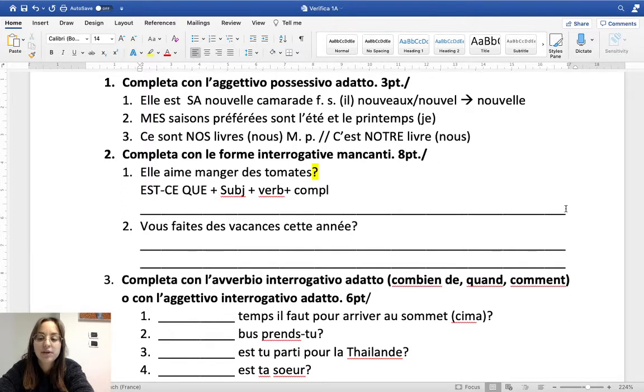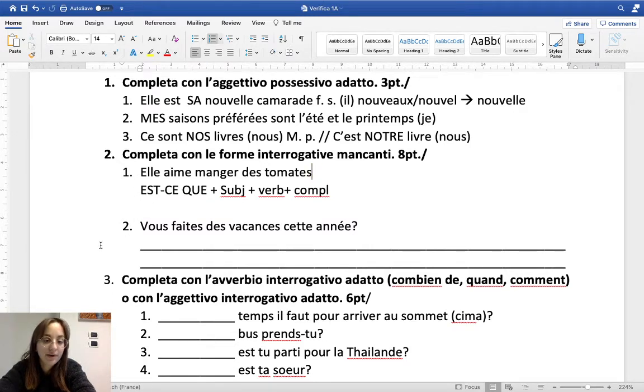Okay, so let's try to transform the first sentence in this form. So we can eliminate the question mark, and this is our normal phrase. So how can I ask if she loves to eat tomatoes? We have to add est-ce que. Now pay attention, since we have an E here and an E here, we have to eliminate the E of the que in this way, and then we can add our subject.